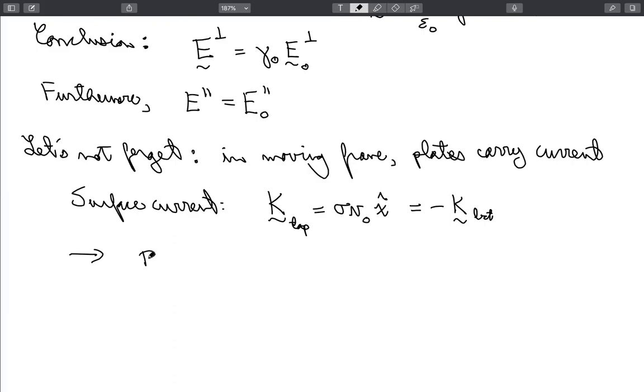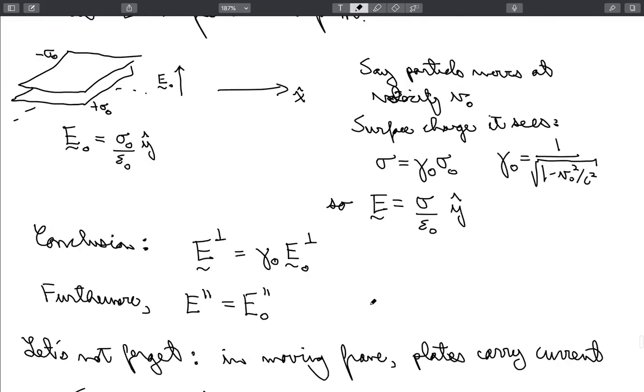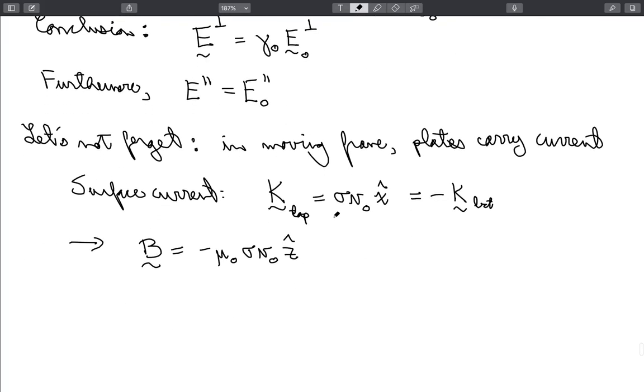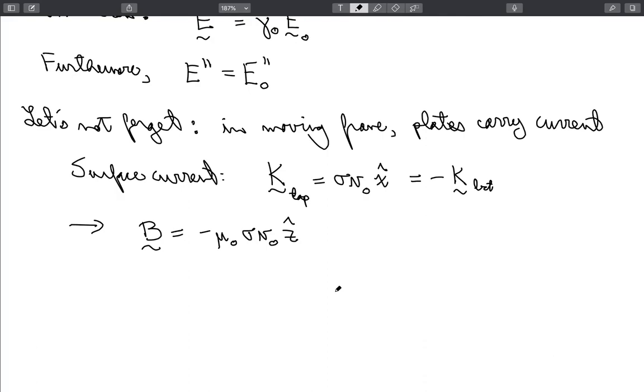What you'll find is that the magnetic field associated to this current inside the parallel plate capacitor is just minus mu 0 sigma v0, and this is aligned along the z-axis. Okay, so if you want, the magnetic field is going that way. Just by the right-hand rule, you can see that. Okay, so that's one thing.